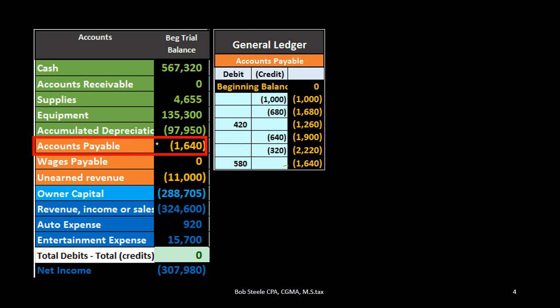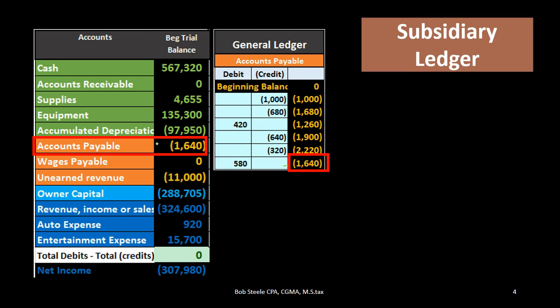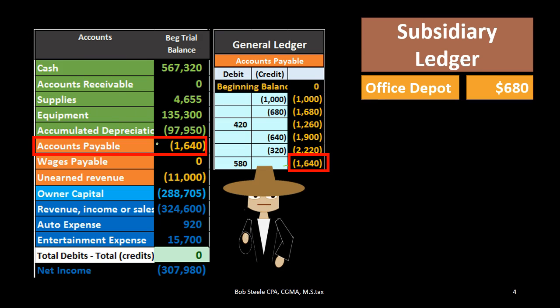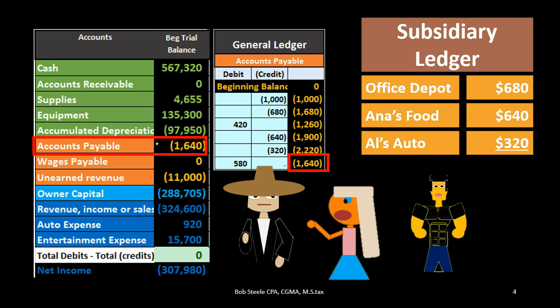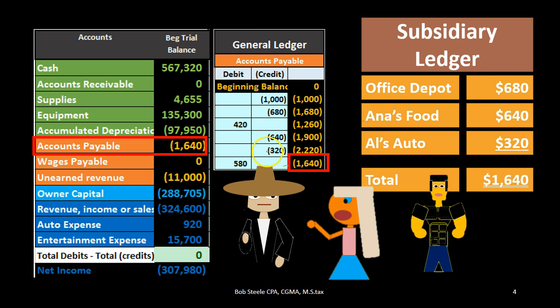But we would really like to see a subsidiary ledger that is breaking this information down by vendor. For example, Office Depot, we owe Office Depot. We owe Ann's Food $640. We owe Al's Auto $320. That's what's making up that $1,640. The subsidiary ledger being broken out by special category. That category in the case of accounts payable subsidiary ledger being by vendor, and showing us the total in terms of by vendor. That total tying out to the controlling account, tying out to the general ledger, tying out to the trial balance, tying out to what would be on the balance sheet.